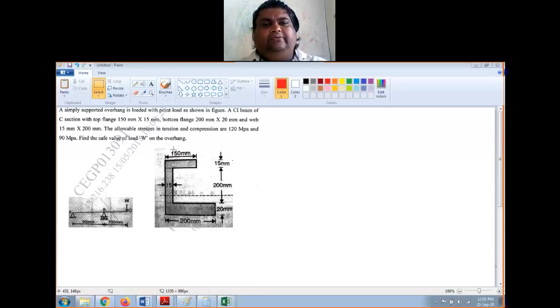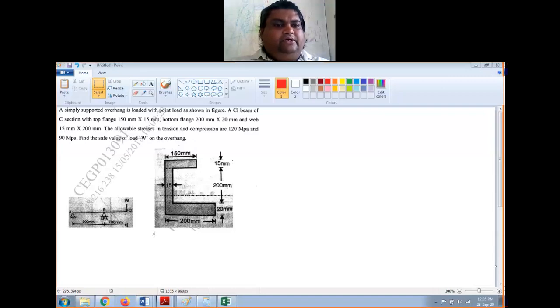If at all they give an unequal or asymmetric cross section, they will either give the IXX, IYY value along with the location of center of gravity, or some value will be given by which it will be a little simpler. It may not go this lengthy as we are going to do now.